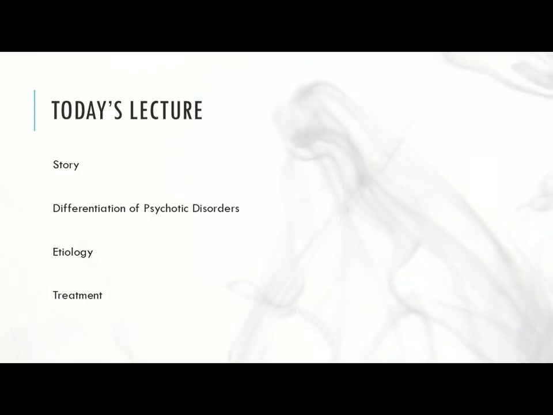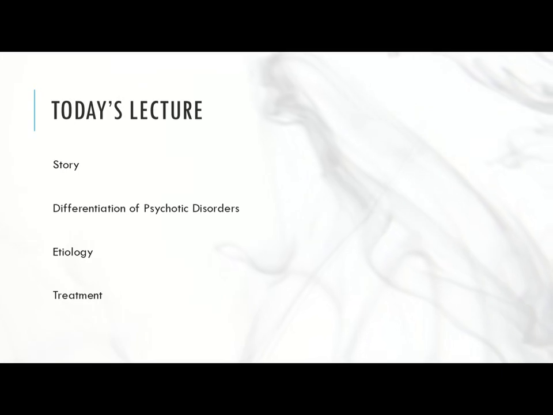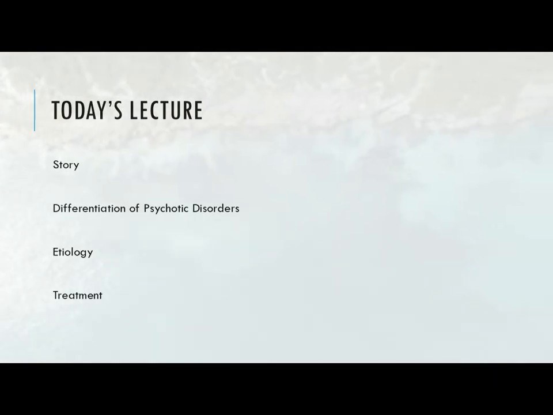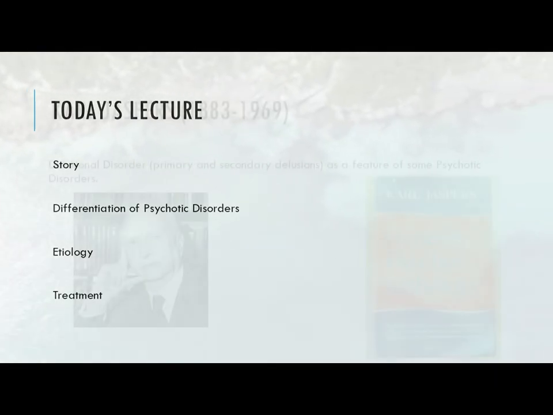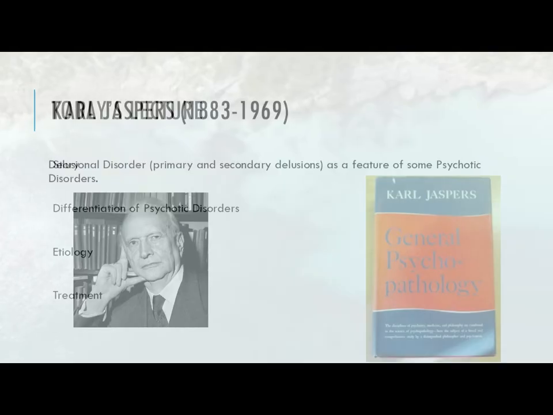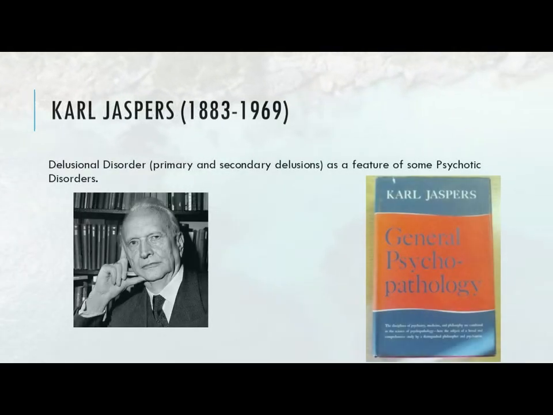The person I want to introduce you to today and tell you a little story about is Karl Jaspers, from 1883 to 1969. He was born in 1883 in Oldenburg, Germany, and he died in Basel, Switzerland, in 1969. He was a German-Swiss psychiatrist. He was also a bit of a philosopher who made some significant contributions to the understanding of delusional psychotic disorders.